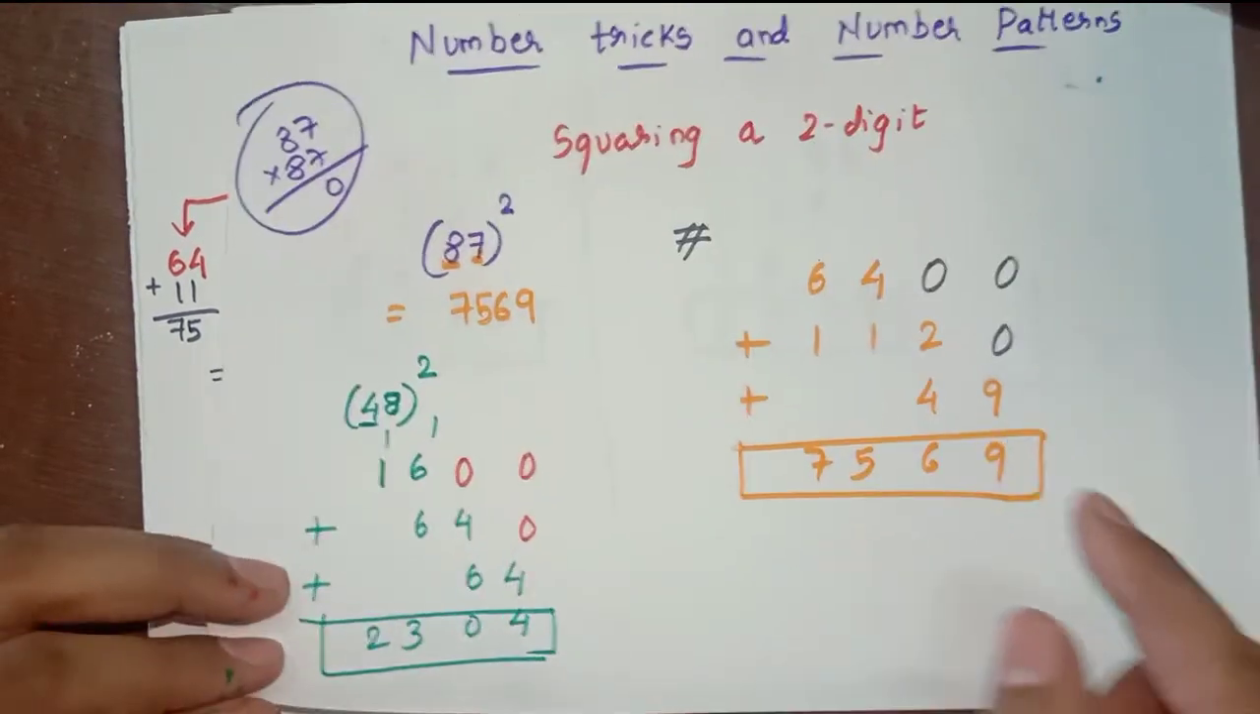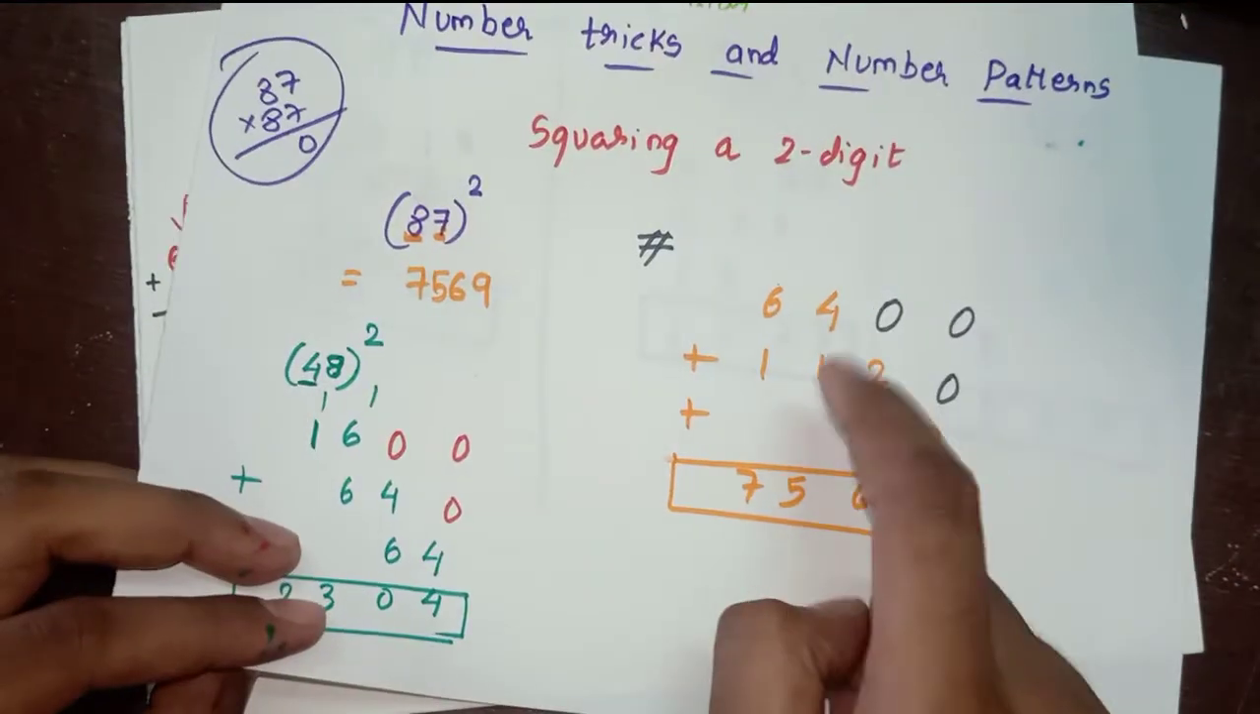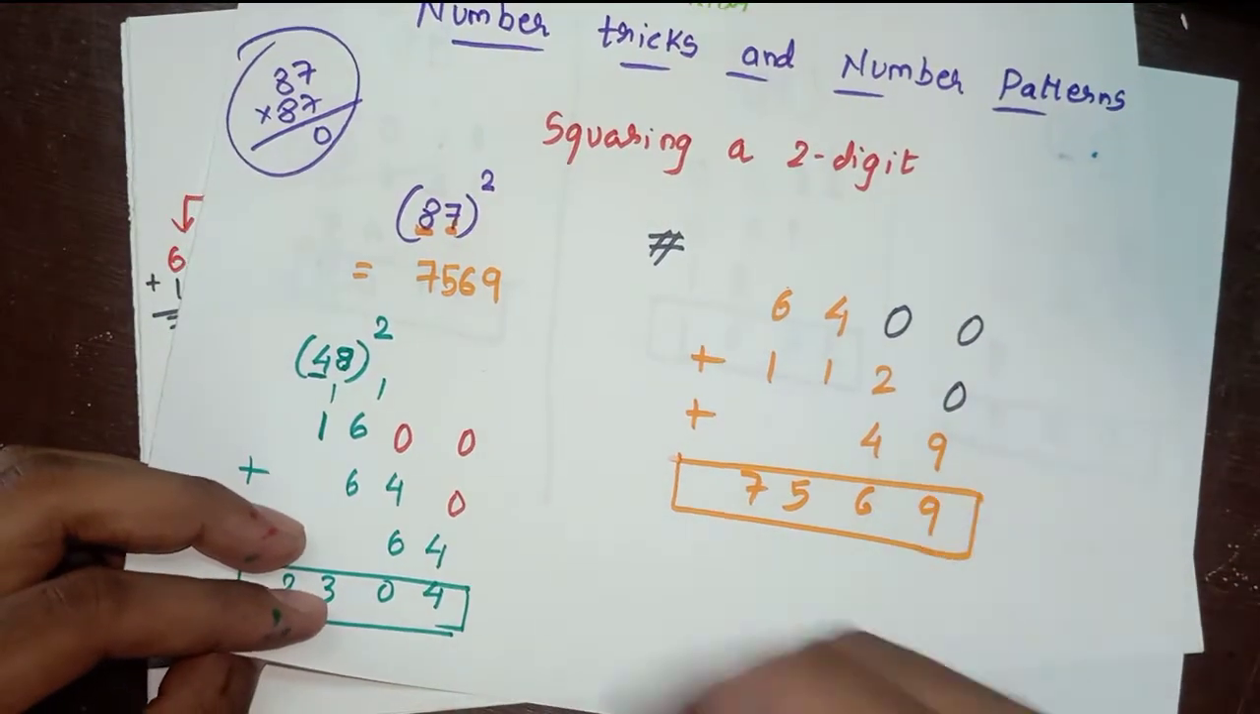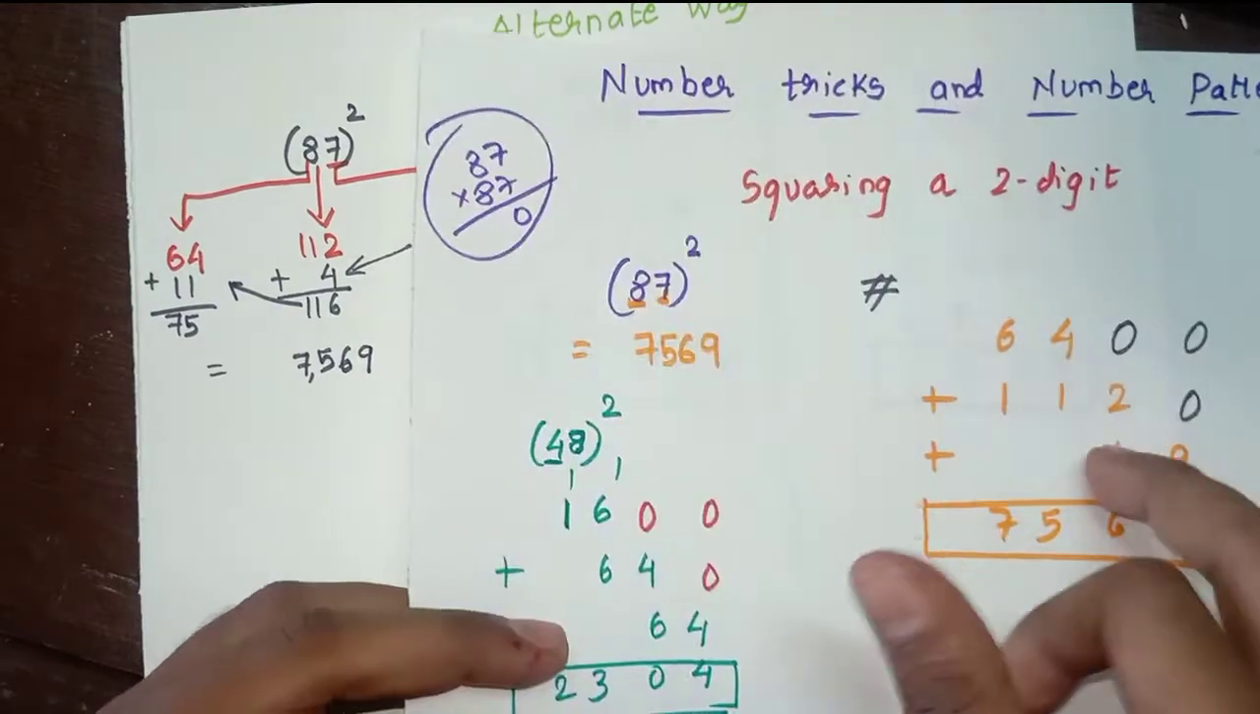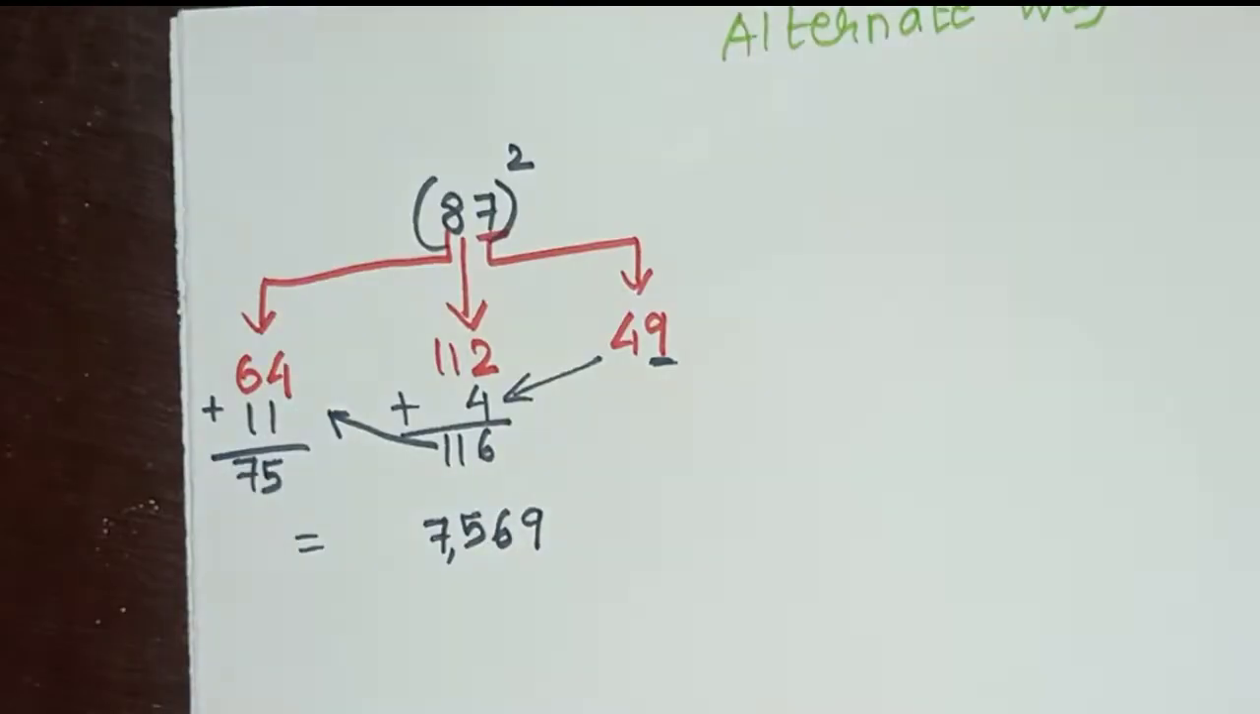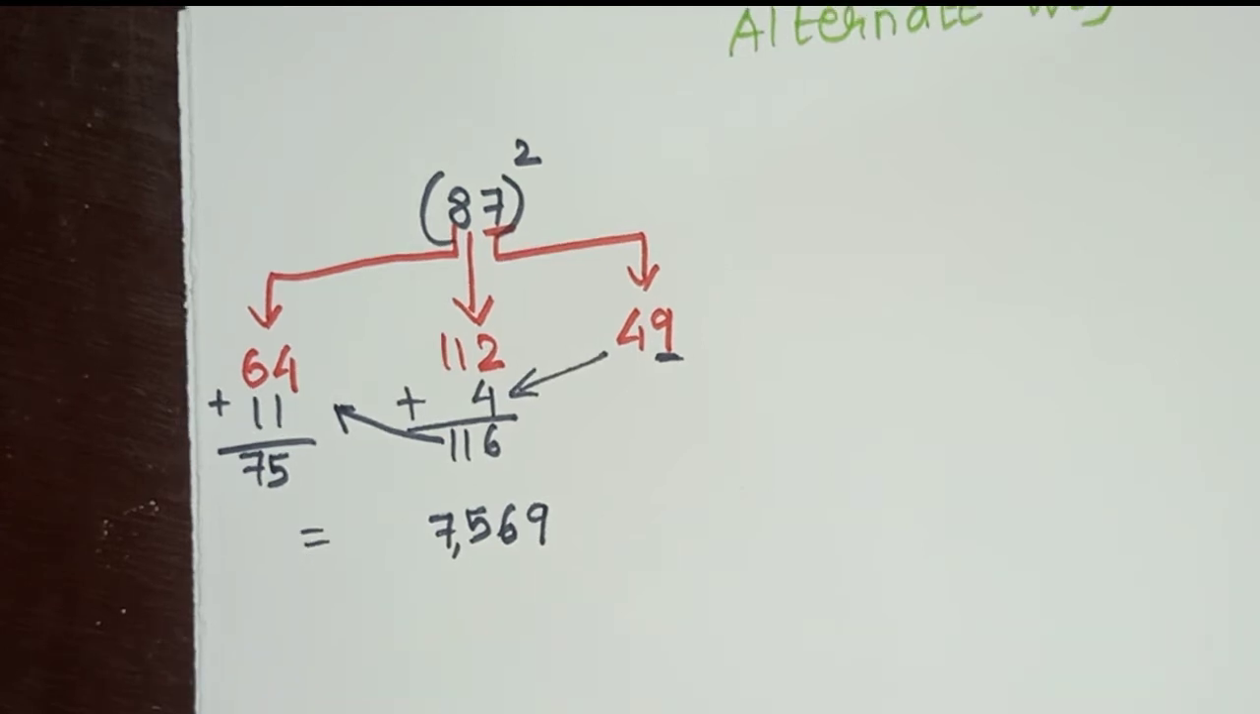But see this trick and see this one. I prefer this one, as I told you. This is very short as compared to this one, because you will see that in this trick, in large numbers, it will be very problematic. So the answer is always going to be the same.